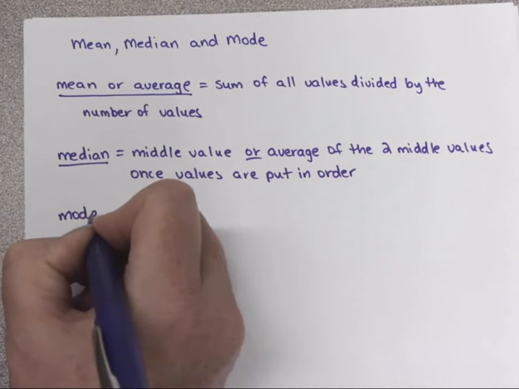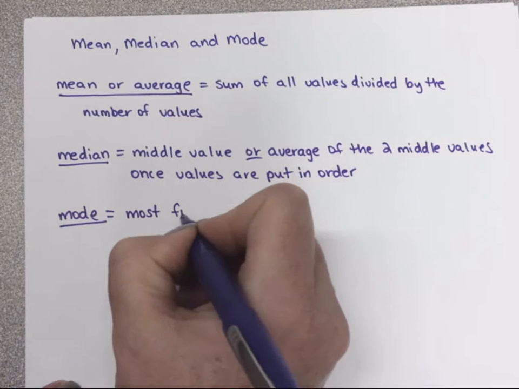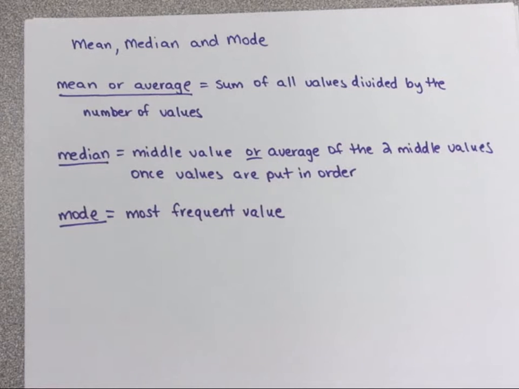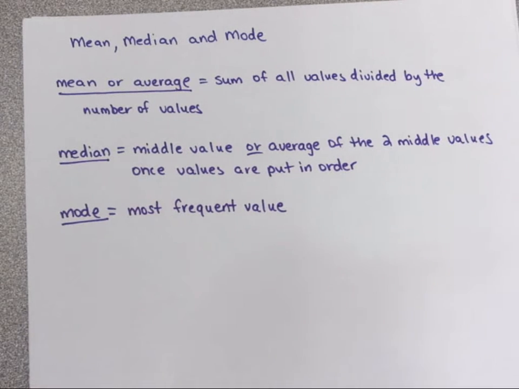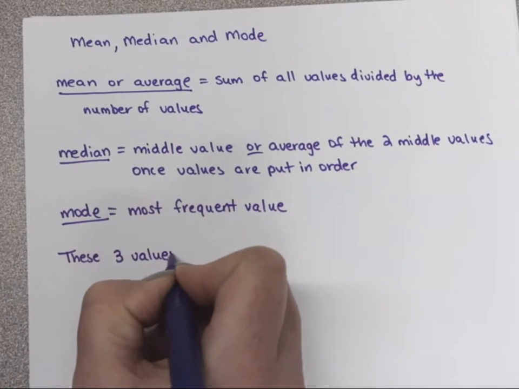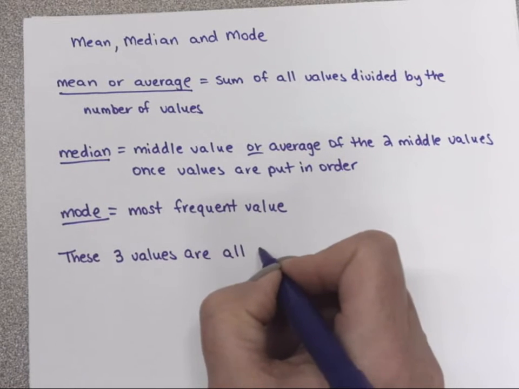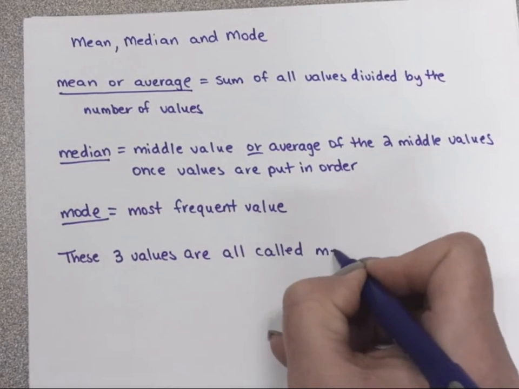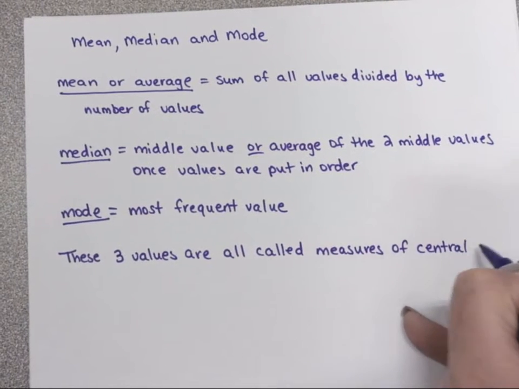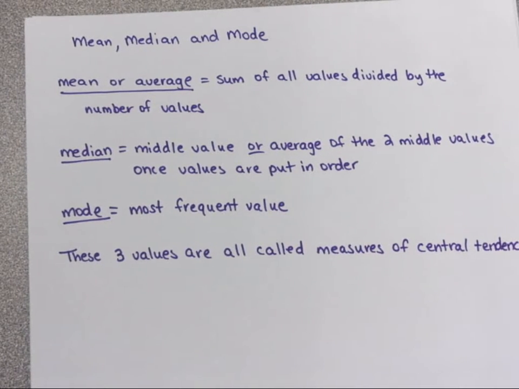What about the mode? Does anybody remember what the mode is from another class maybe? Yeah, so it's the most frequent value. So we discuss mean, median, and mode together because they are basically all ways to talk about the middle. So these values are all called the measures of central tendency. It's really, really fancy terminology. But it just means like what are the values tending towards, okay?